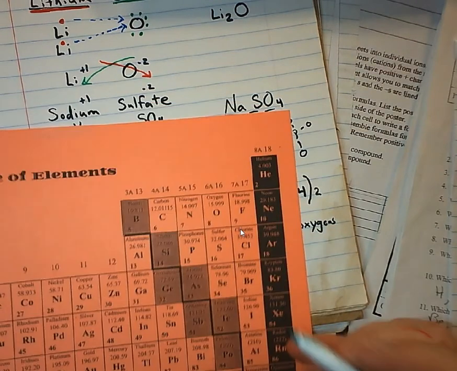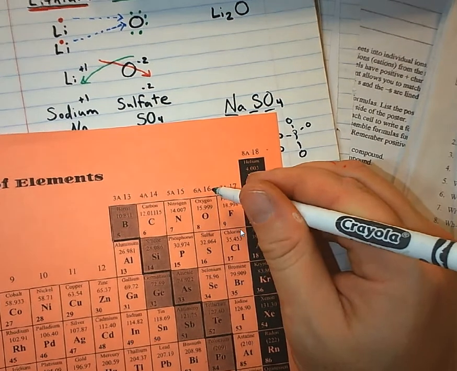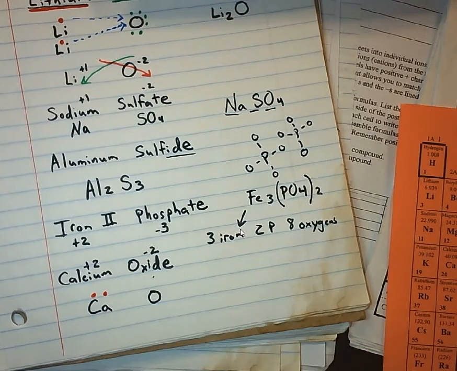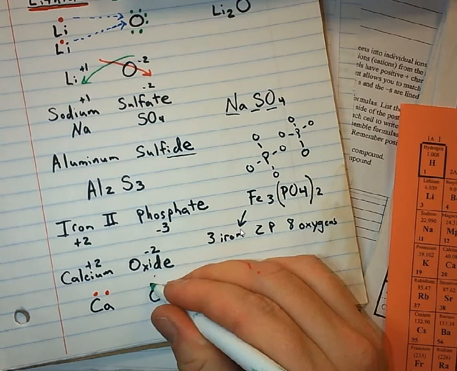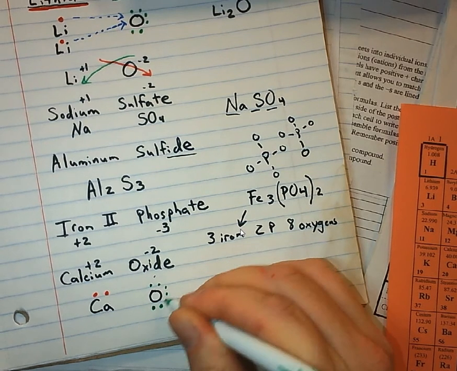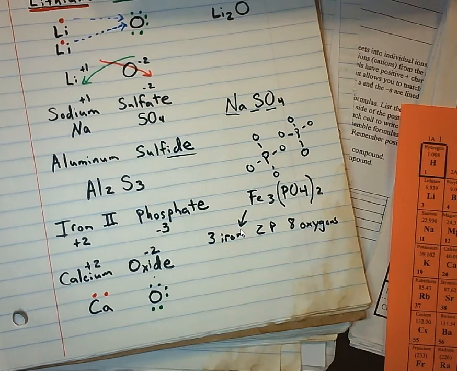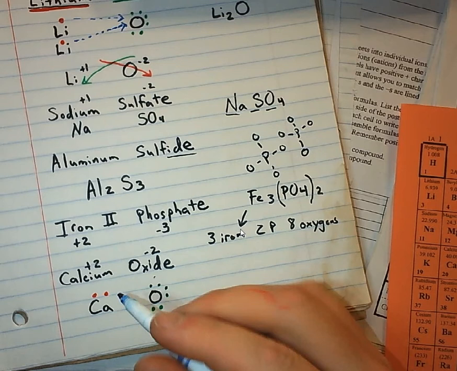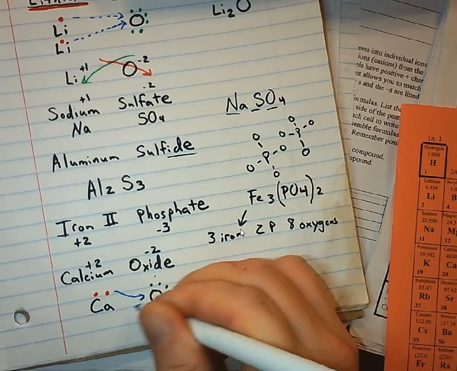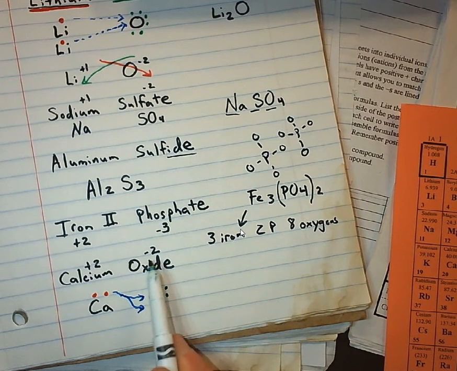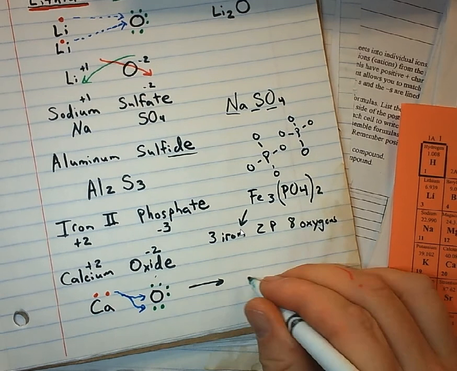Oxygen's here. 16th column means we have 6 valence electrons. So we have oxygen with its 6. 1, 2, 3, 4, 5, 6. It will want to pick up 2 more, giving it a charge of -2, but this is why we only need a 1-to-1 ratio. Okay? These 2 electrons will go right over here to fill our last 2 spots. 1-to-1. So anytime our charges equal out, if you have a +3 and a -3, you only need 1 of each. Our formula for calcium oxide is just CaO.